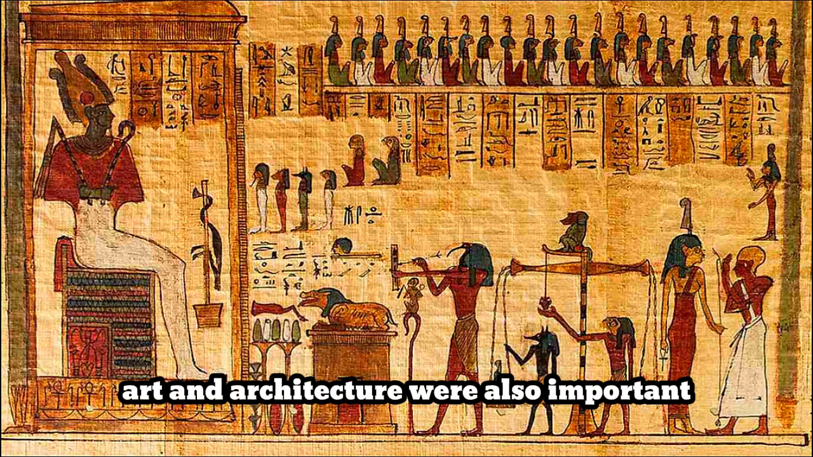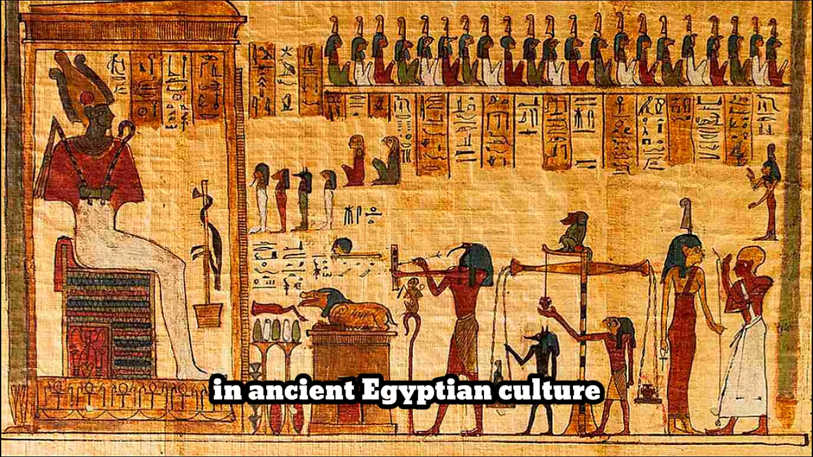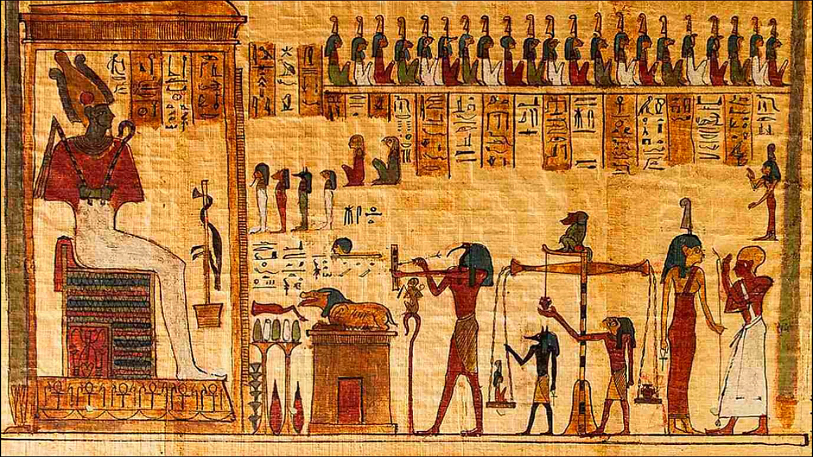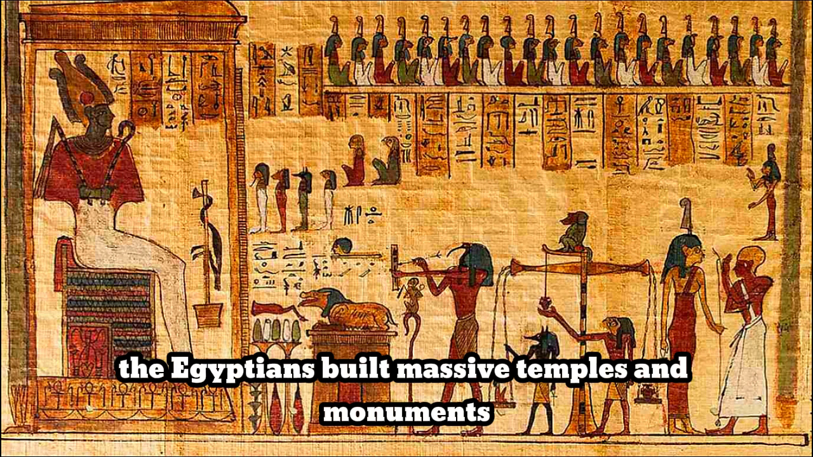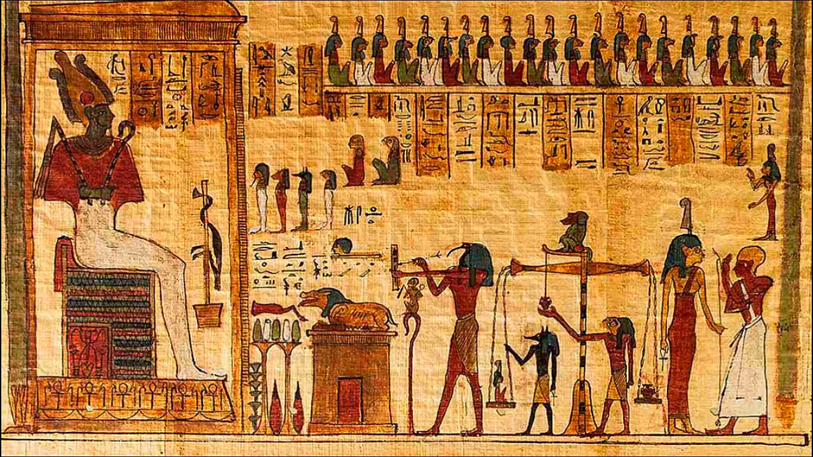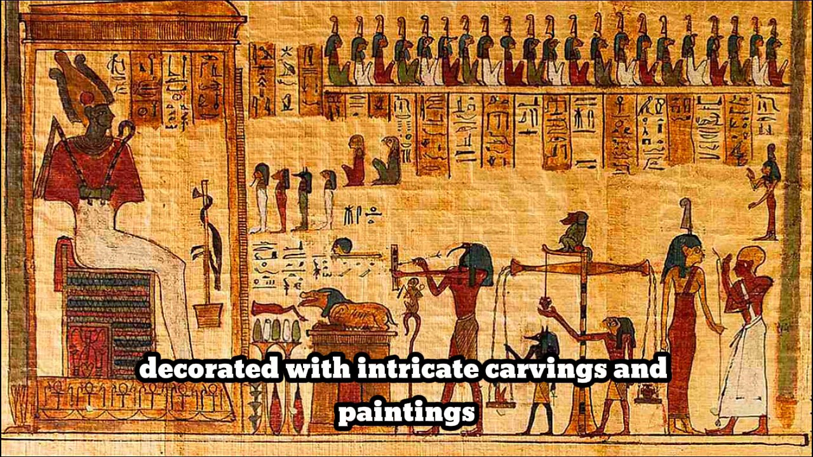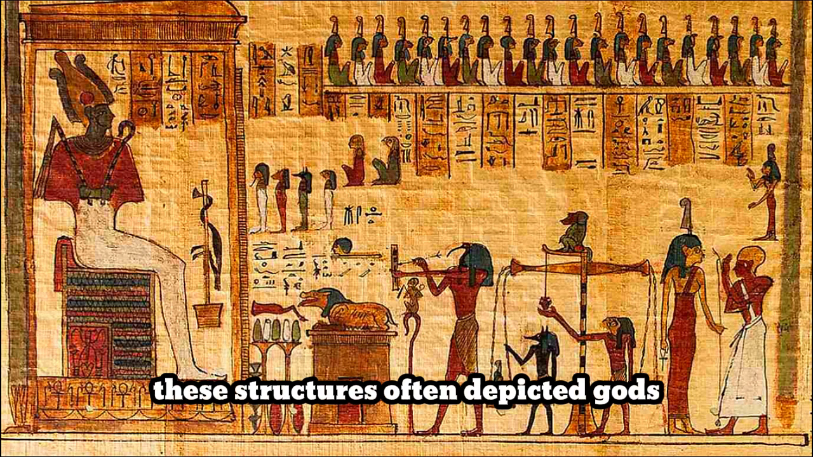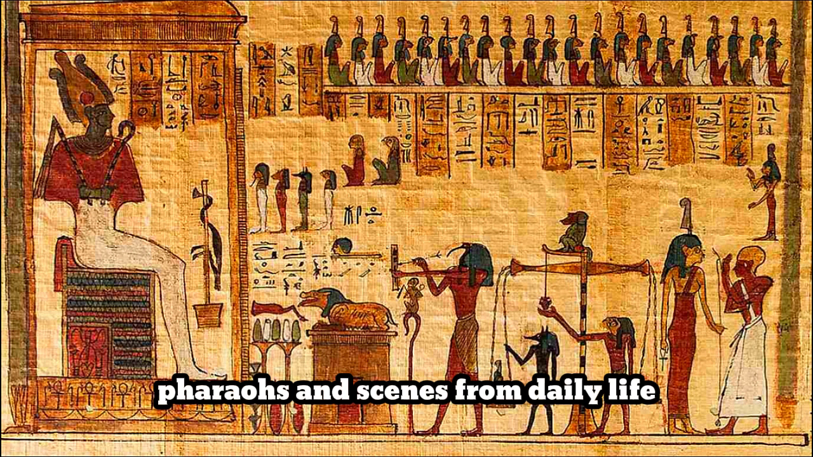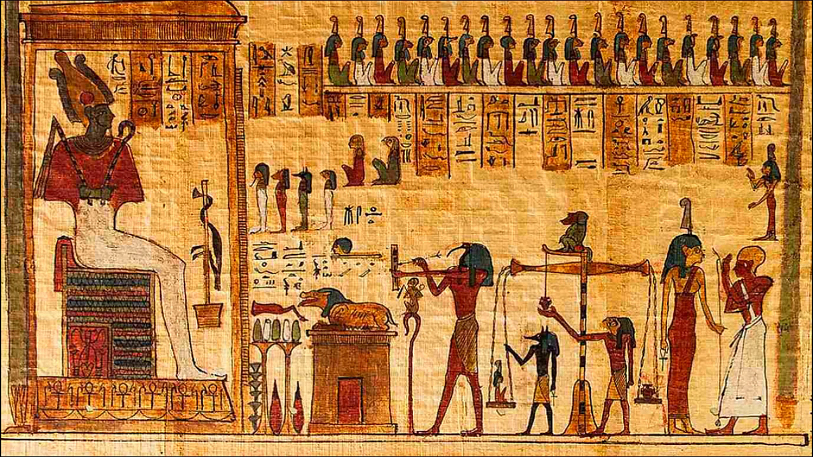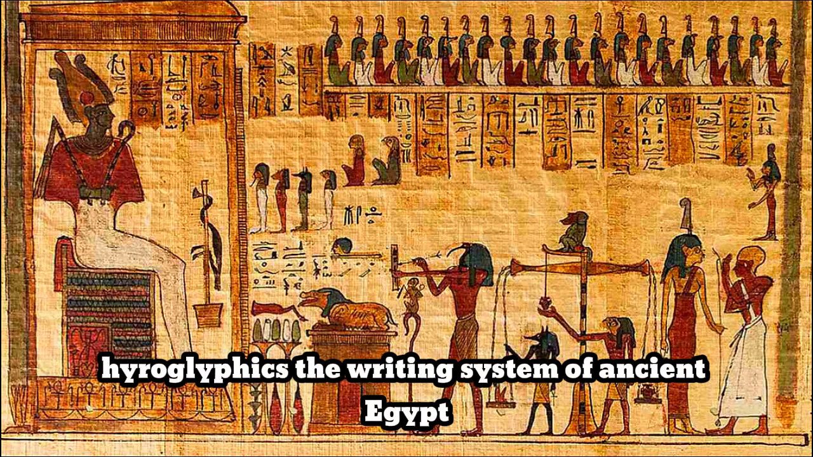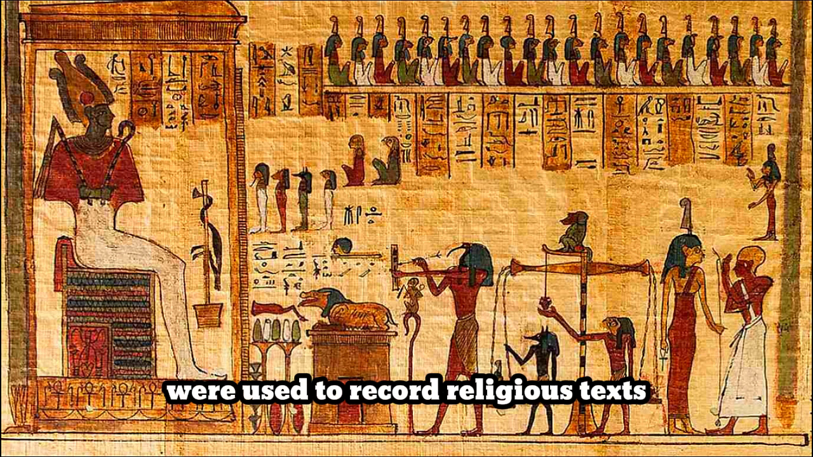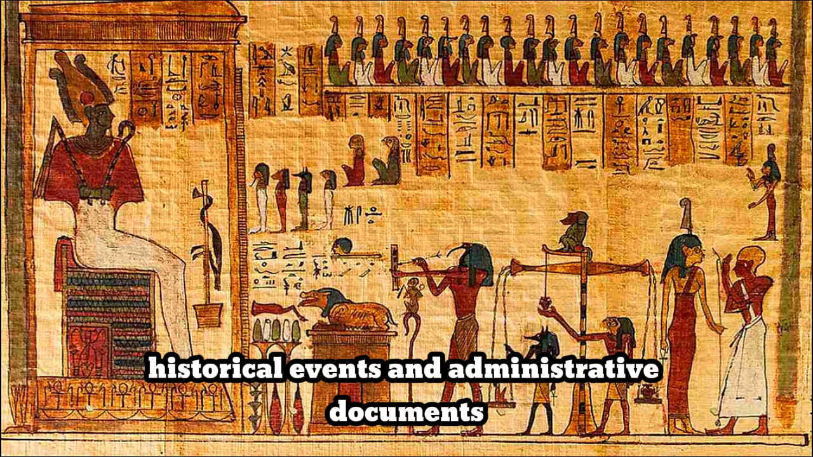Art and architecture were also important in ancient Egyptian culture. The Egyptians built massive temples and monuments, decorated with intricate carvings and paintings. These structures often depicted gods, pharaohs, and scenes from daily life. Hieroglyphics, the writing system of ancient Egypt, were used to record religious texts, historical events, and administrative documents.